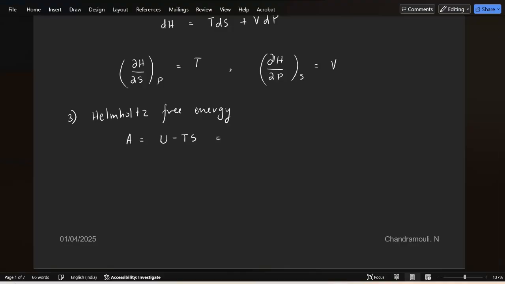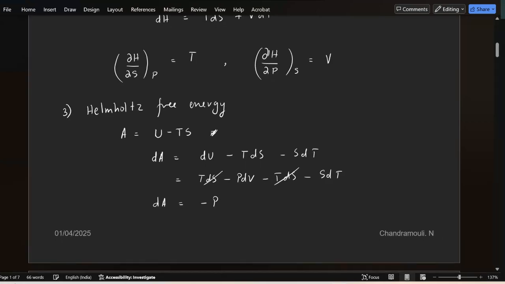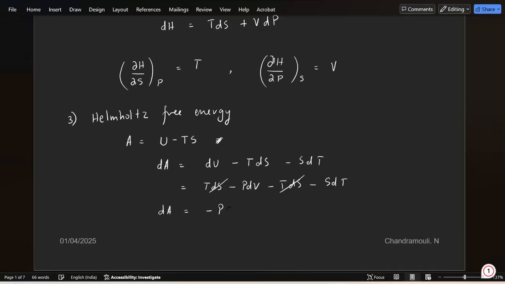Okay. Yes. So this is the definition for Helmholtz free energy. Again, let's say I write dA, it's going to be equal to dU minus TdS minus SdT. So what is dU? TdS minus PdV minus TdS minus SdT. So this and this will get cancelled. So dA is equal to minus PdV minus SdT. All right.